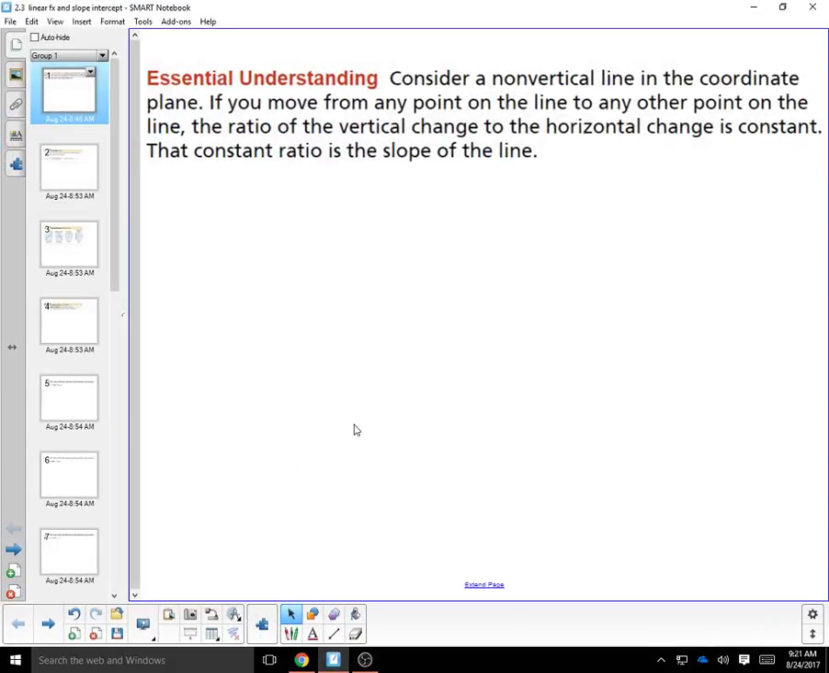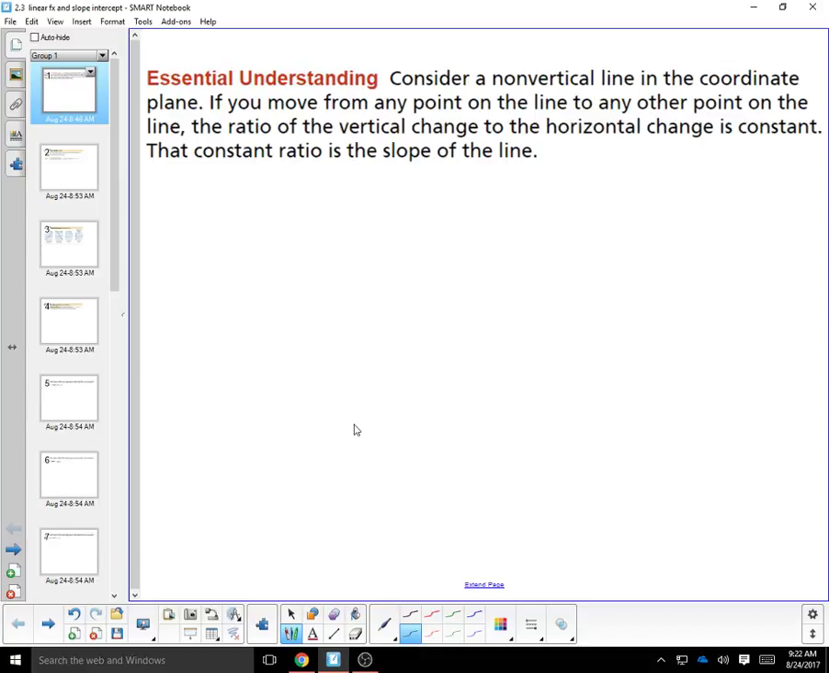But anyways, the objective today, guys, let me go ahead and I'll just read this to you. Consider a non-vertical line in the coordinate plane. If you move from any point on the line to any other point on the line, the ratio of the vertical change to the horizontal change is constant. So here's what they're saying.